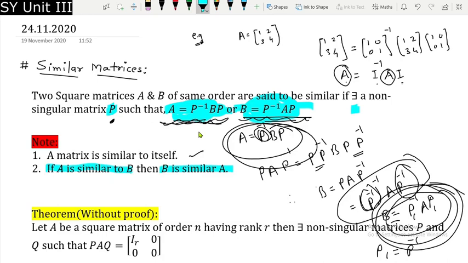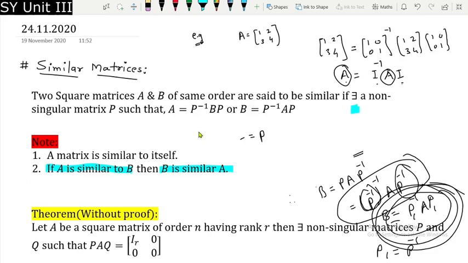Is that fine? So if A is similar to B, then B is also going to be similar to A. I mean, similarity satisfies the symmetric property. The first note tells us that the similarity of matrices satisfies the reflexive property, and this tells us that it satisfies the symmetric property. Definitely you can think whether it is transitive or not.